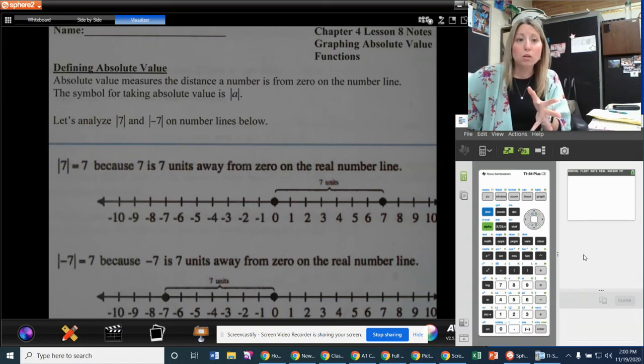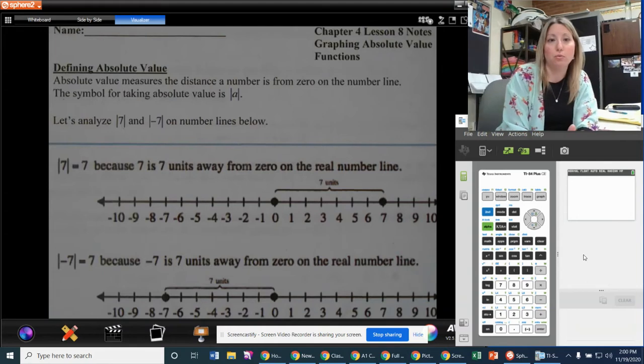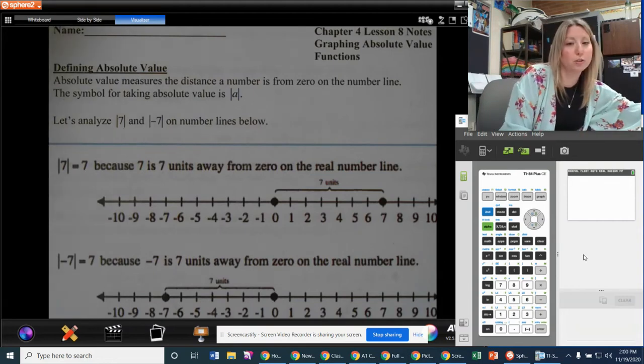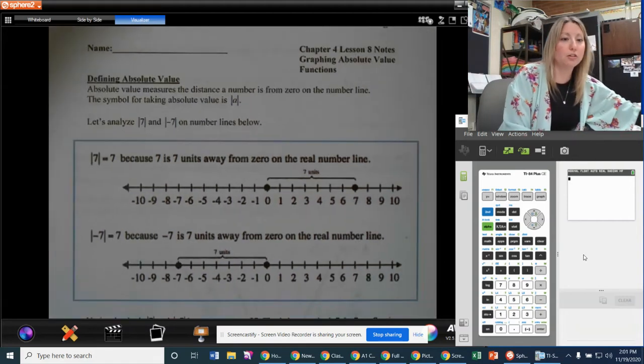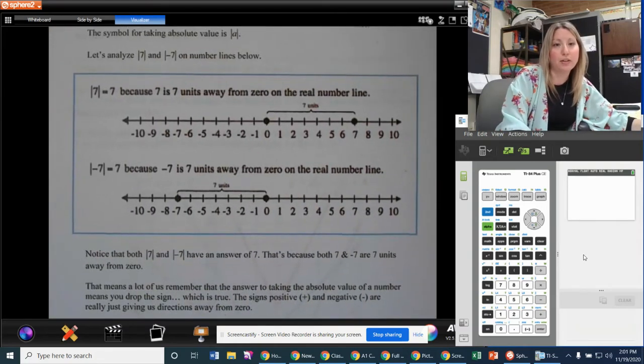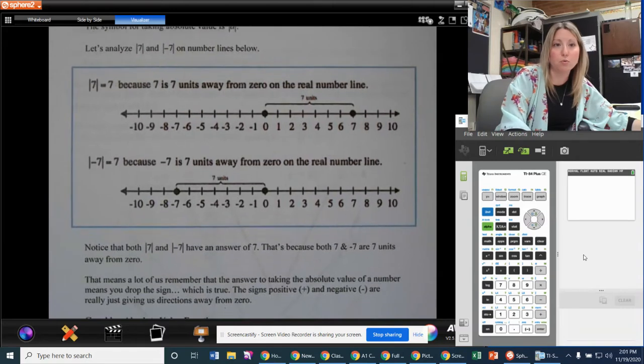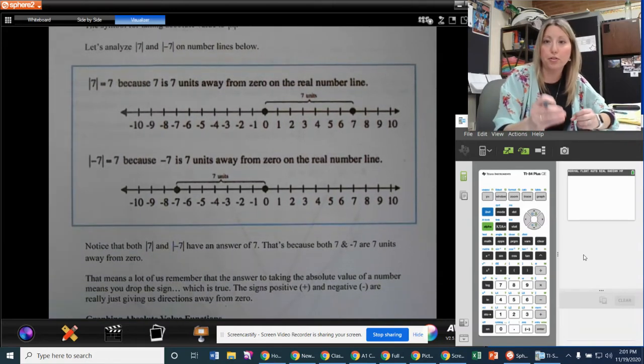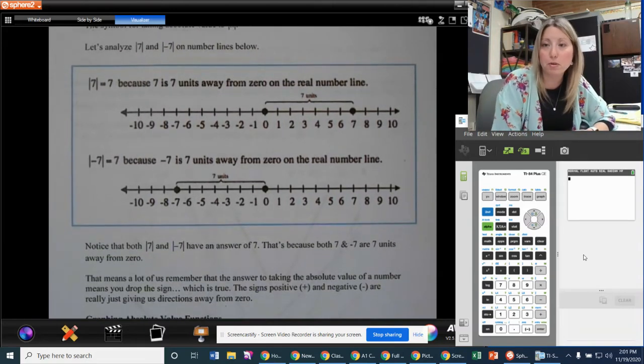So now let's talk about what absolute value is. Absolute value is a distance from zero on the number line. So if you look at this box here, it shows you that the absolute value of 7 and the absolute value of -7 are both 7. The reason is because it's a distance, and distance doesn't have a positive or negative attached.